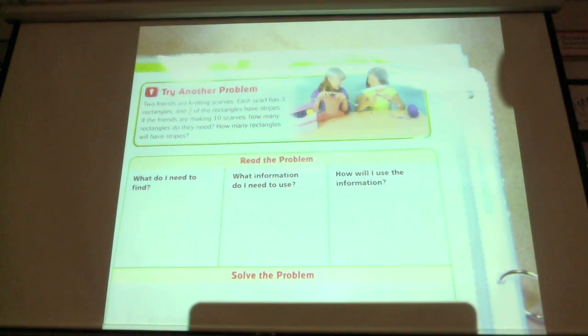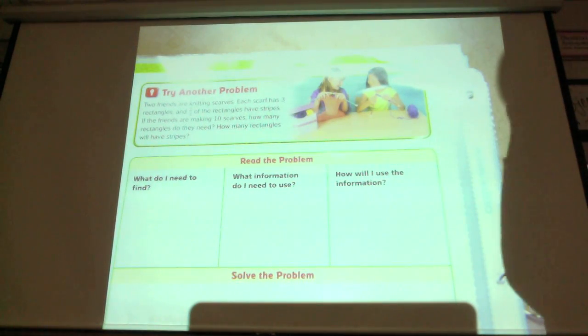Two friends are knitting scarves. Each scarf has 3 rectangles, and 2/3 of the rectangles have stripes. If the friends are making 10 scarves, how many rectangles do they need? And how many rectangles will have stripes? First of all, I'm so lost by this problem. It's like rectangles and 10 scarves and 3 rectangles and 2/3 have stripes. Is there anybody else who's looking at this going, I don't even know where to start?